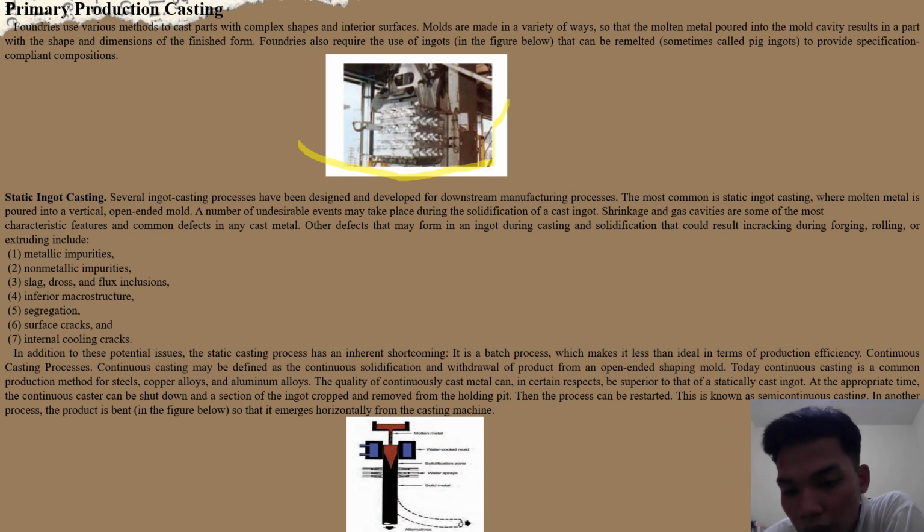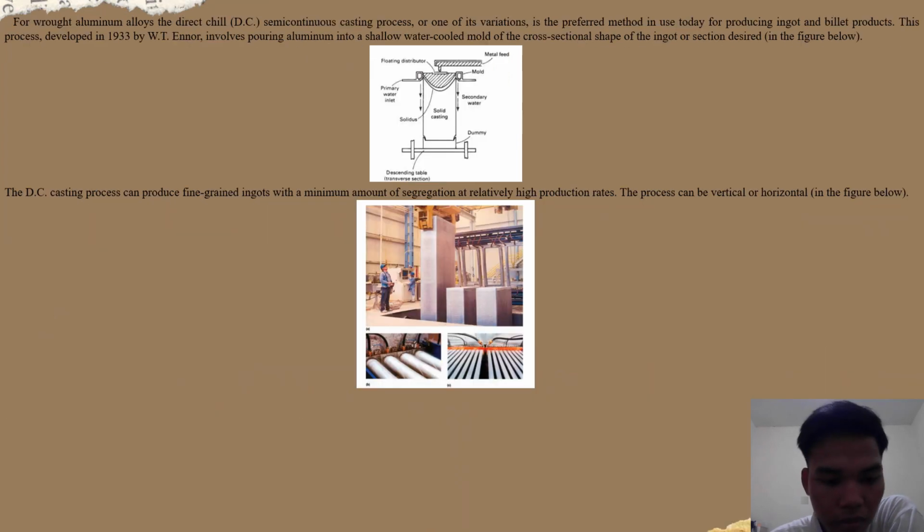This is known as semi-continuous casting. In another process, the product is made as shown in the figure below, emerging horizontally from the casting segment. For wrought aluminum alloys, the direct-chill (DC) semi-continuous casting process is one of the two variations. The third method in use today for the production of billet products.